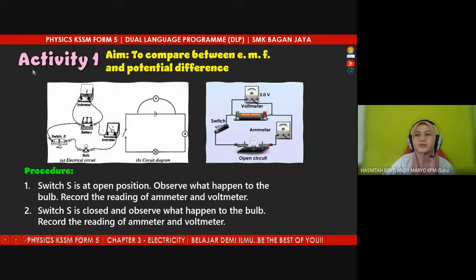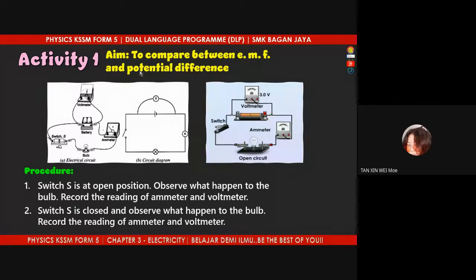Okay, this is the first activity for you to understand more on EMF. It is to compare between EMF and potential difference. Students, before this we have learned potential difference. Okay, can you share what you understand by potential difference? We learned potential difference in 3.1 together with current. What is potential difference?